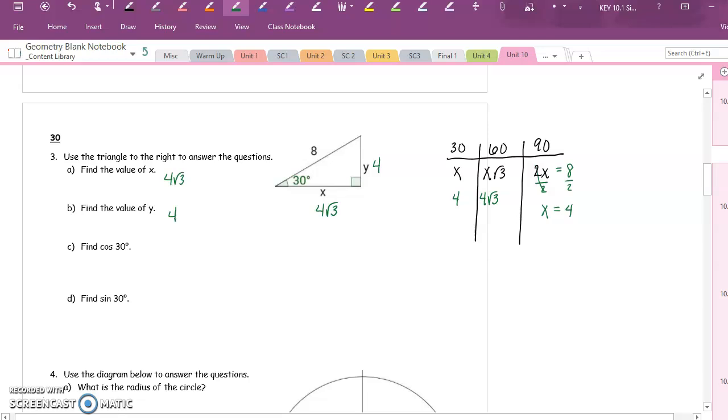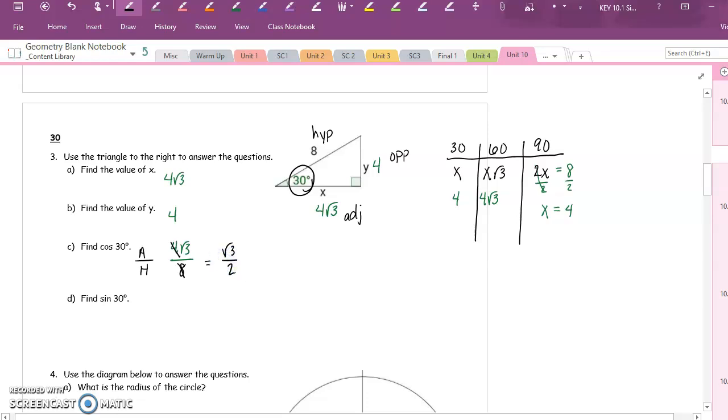For part C, we're going to find the cosine of 30 degrees. So based on this 30-degree angle, we have the opposite side, the adjacent side, and the hypotenuse side. Cosine is adjacent over hypotenuse, so therefore I'm going to take 4 square root 3 all over my hypotenuse, which is 8. So we have to reduce this, so we have 4 over 8. So we're left with square root 3 over 2.